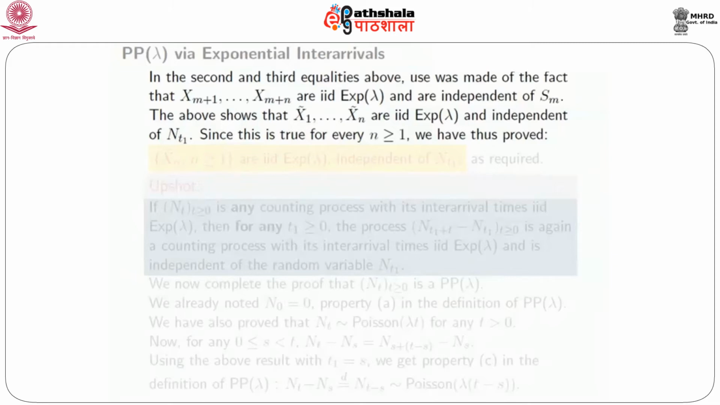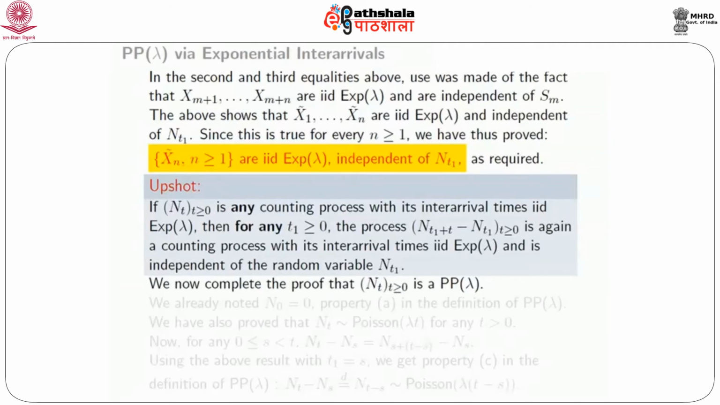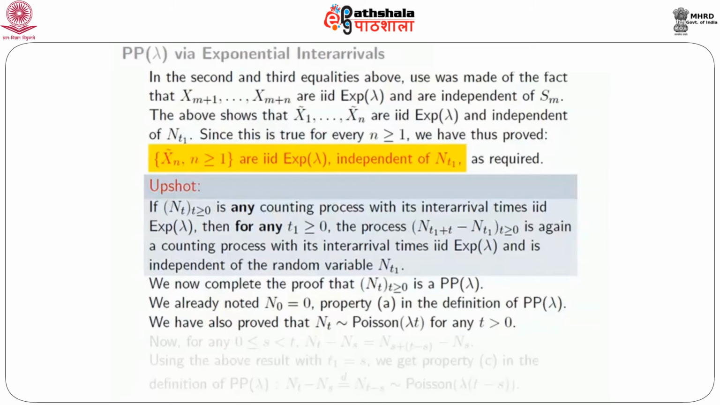What's the upshot? If N(t) is any counting process with its interarrival times IID exponential lambda, as we started with, then for any t1 greater than or equal to 0, if you define a new process N(t1 + t) minus N(t1) as t varies, then first of all, this process is independent of the random variable N(t1) and has the same distribution as the process N(t). The reason is that this process is a counting process based on the same IID exponential lambda interarrival times, just like N(t) was, and this counting process is independent of the random variable N(t1).